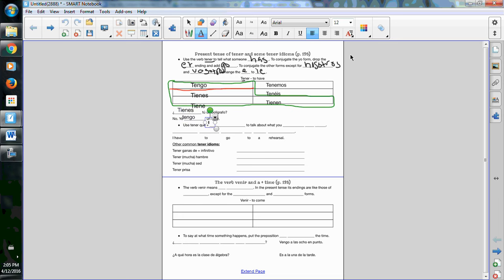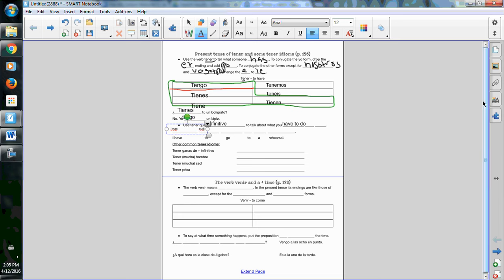Use tener que with an infinitive to talk about what you have to do. That's what we'll fill in on those next three lines, to talk about what you have to do. So some examples: I have to go to a rehearsal. We would say the sentence tengo, and that's my form of tener.